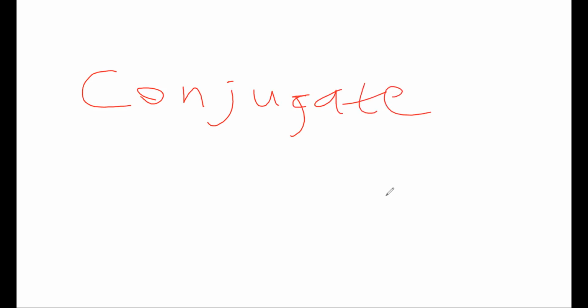A conjugate. What a conjugate is going to do is give us a little trick for getting rid of i, but it doesn't always work. And you'll see what I mean in just a moment.